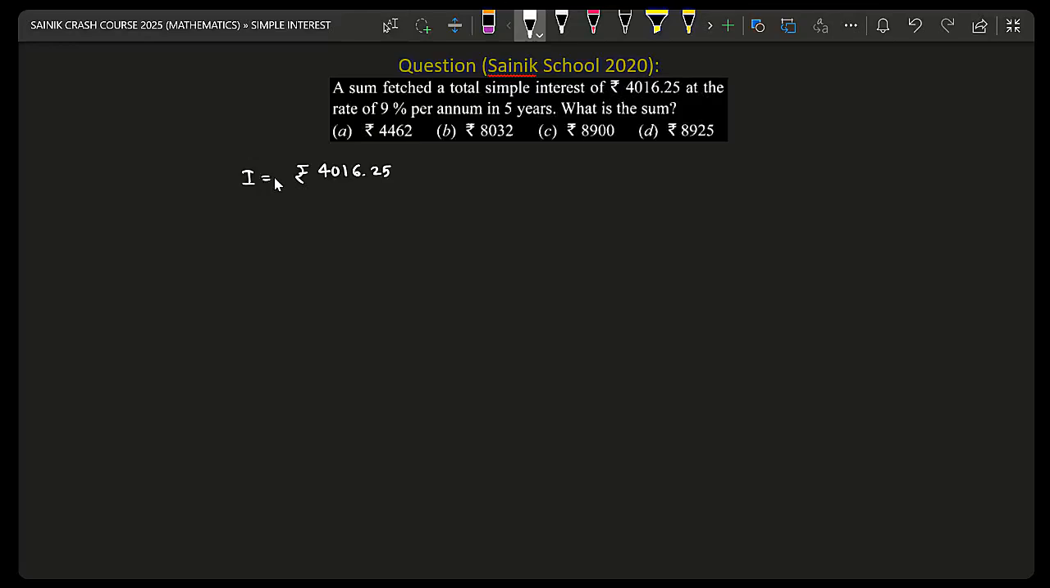Okay, what is 9% per annum? It is the rate of interest. And what is the time period? 5 years. So we have T, R and I. Now, what is the sum? What do you mean by this sum?